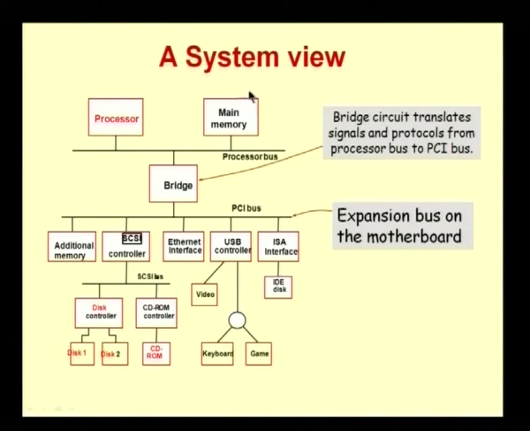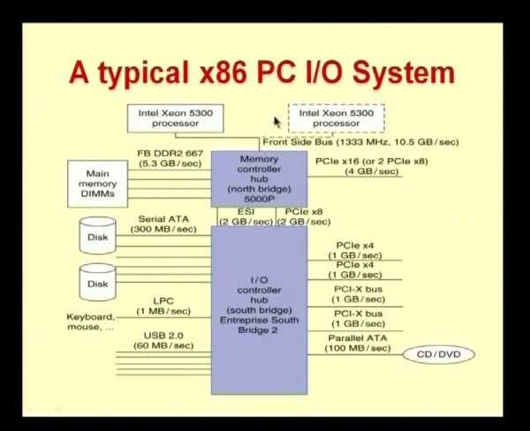If you open up your PC or whatever and see, this is typically what you will see on the motherboard. This is again another view of a typical x86 PCI system. So, I was talking to you about a north bridge and a south bridge, right. So, this is typically what it will look like. Here we are looking at an Intel Xeon processor. The bus that connects the processor to the memory controller is normally referred to as the front side bus.